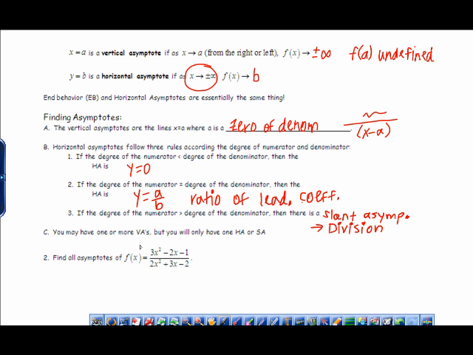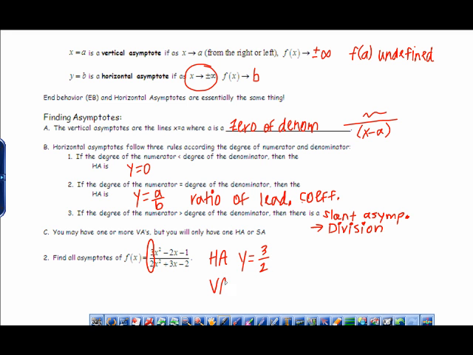So it says you may have more than one vertical asymptote, but you will only have one horizontal or slant. Okay, so find all asymptotes for this. Well, let's start with the horizontal since we've got this. It's multiplied out. It's in the easiest way possible to find it. The degree is the same, so we look at these two numbers, 3 over 2.